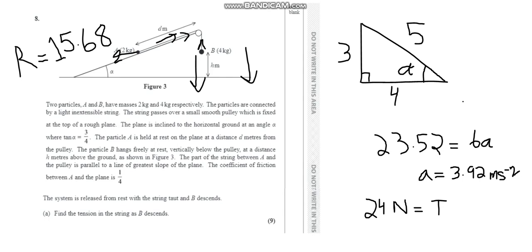Just in case you're wondering how I got 23.52 in the previous step, remember that we had minus 11.76 from 2g into sin alpha, which was 3 upon 5, and 2g is 19.6. R value you already know, and then we added it to the 4g while solving the simultaneous equations.